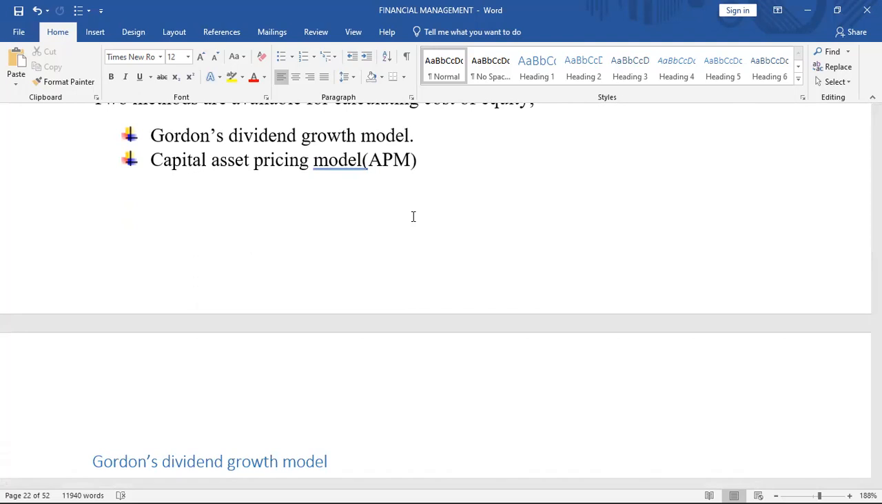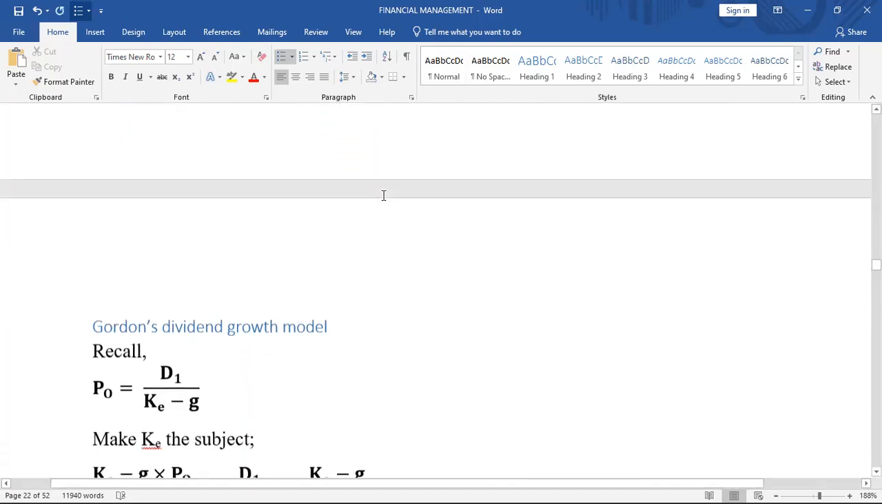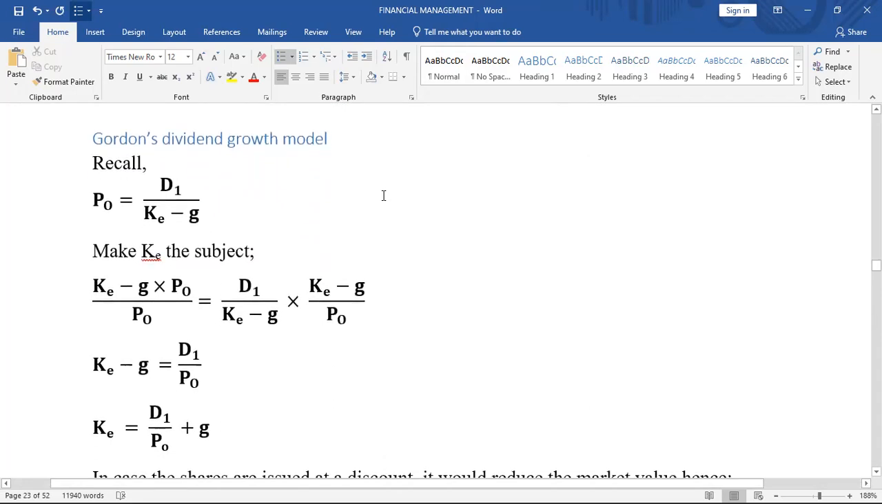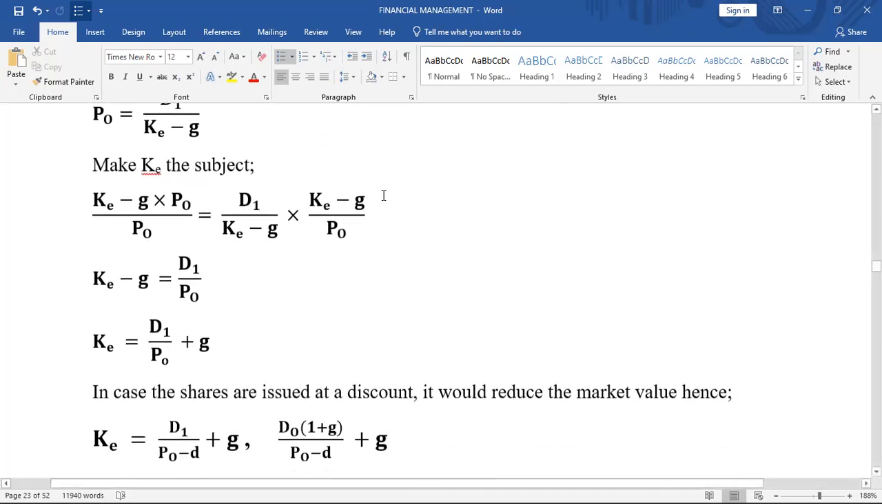Then I will introduce to you the capital asset pricing model, which is CAPM. It is normally called CAPM. Now, when you look at Gordon's dividend growth model, while we were getting the market value or the intrinsic value, to get our P0 we normally take D1 over Ke minus g. But in this case, we want to make Ke the subject of the formula, so we just need to cross multiply.